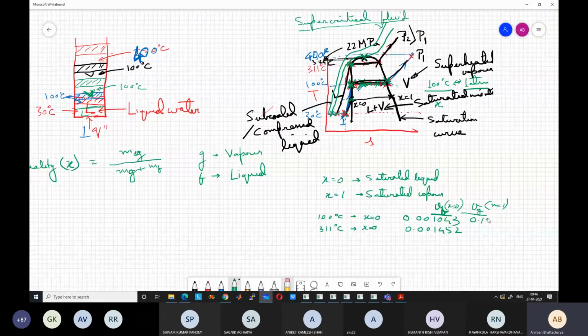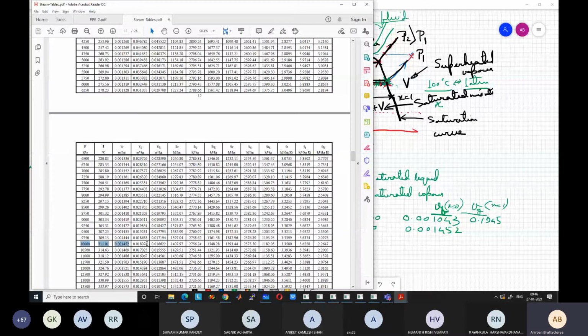And now it is 0.018074. So you can see that the volume has decreased.